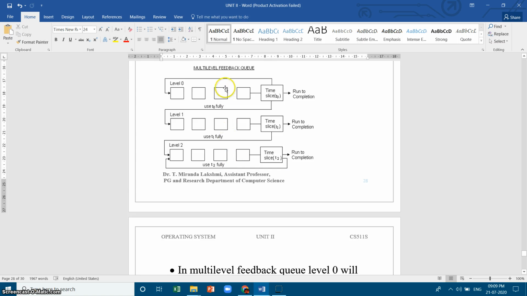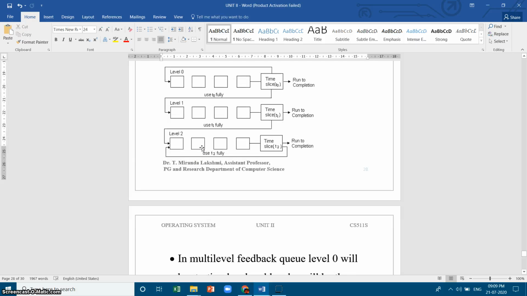But when a new process arrives, we cannot decide whether it is an IO bound process or a CPU bound process. According to the behavior, it will be decided whether it is IO bound or CPU bound. So whichever process arrives will be placed only in level 0. If it satisfies level 0's conditions, it will move to level 1 or level 2. Otherwise, it will be retained in level 0 itself, which means it is an IO bound process. If it is in level 2, it is a CPU bound process.